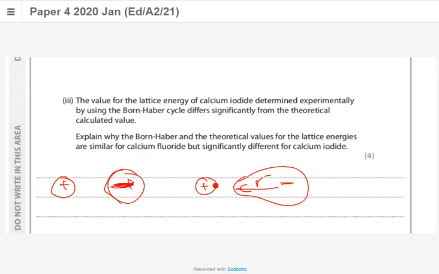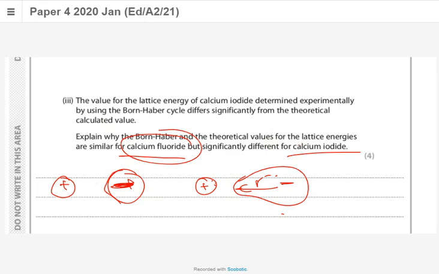So if you have a cation with a greater polarizing power and an anion with a greater polarizability, that favors covalent character, which means it pulls the electron cloud from the anion towards the cation. When that happens, we get a false value for R minus. So therefore there will be a big difference between the theoretical and the experimental lattice energy. So, calcium fluoride and calcium iodide. Calcium fluoride is more ionic. Therefore, the distortion of the anion is less.